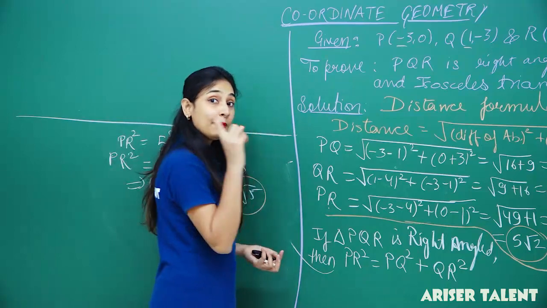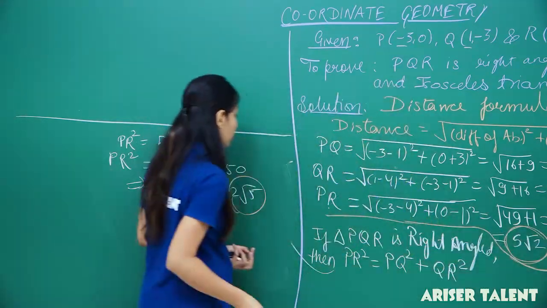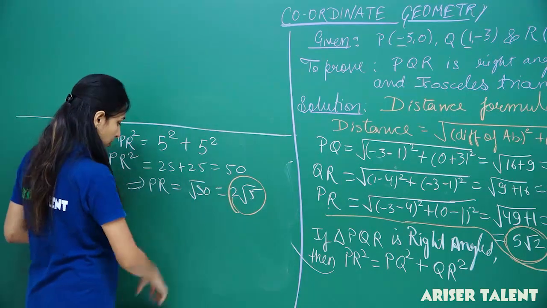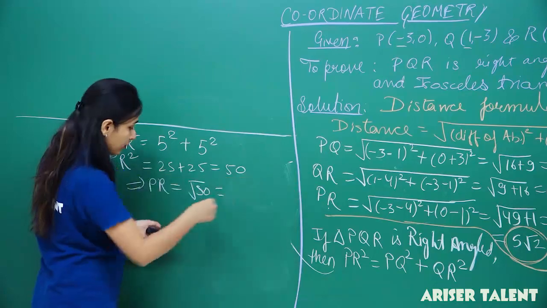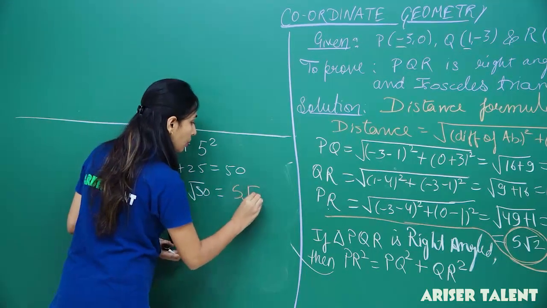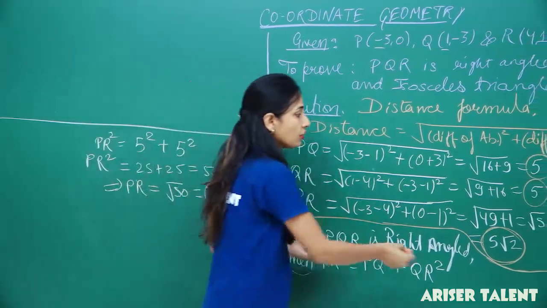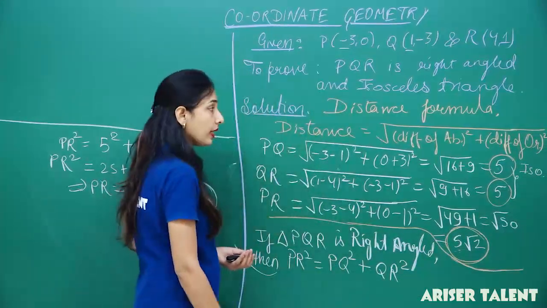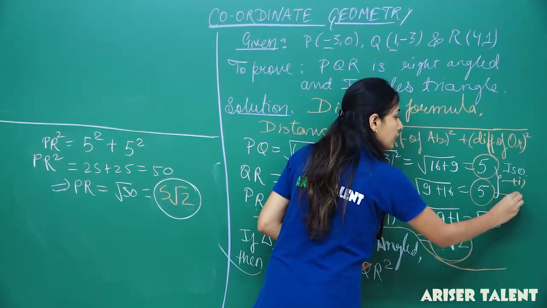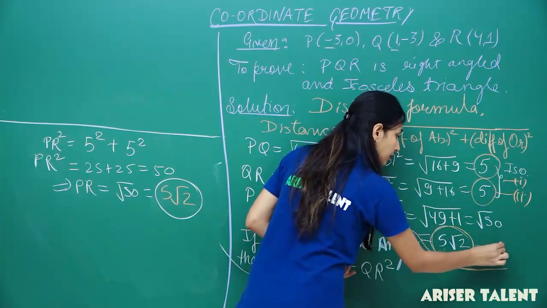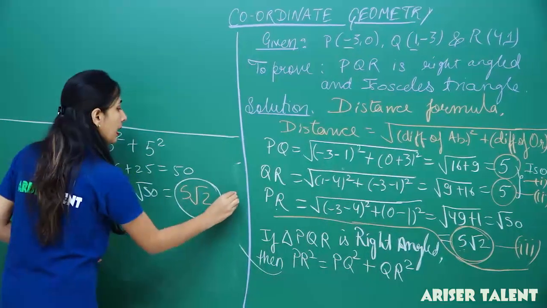By the Pythagoras theorem, if I calculate, this is 5 root 2 here. Is it 2 root 5? No, it's also root 50, so that will be 5 root 2 also. So this is 5 root 2 here and this is also 5 root 2 here. Now let me name them equation 1, 2, 3 and 4.